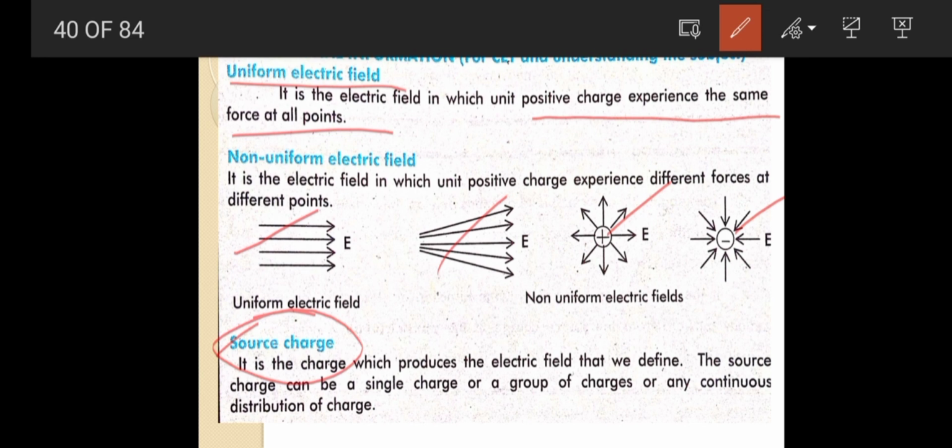So the overall meaning of source charge is the space, or the point, from which this electric field is arising. So that we can consider it as a source charge.